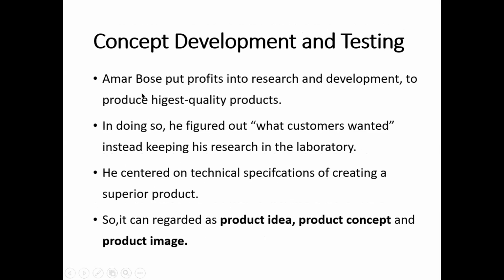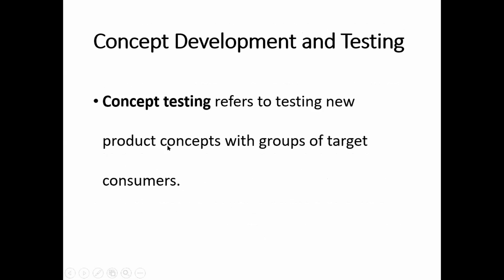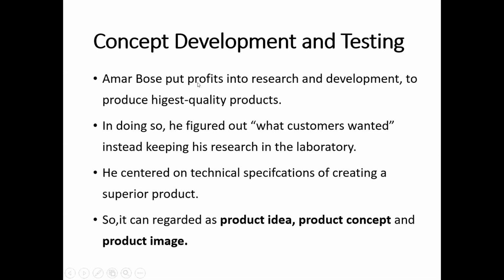In this case, Amar Bose put profits into research and development to produce the highest quality products. He likes testing new products, so he puts his profits into research and development. In doing so, he figured out what customers want instead of keeping his research in the laboratory. He centered on technical specifications of creating a superior product. So it can be regarded as product idea, product concept, and product image.